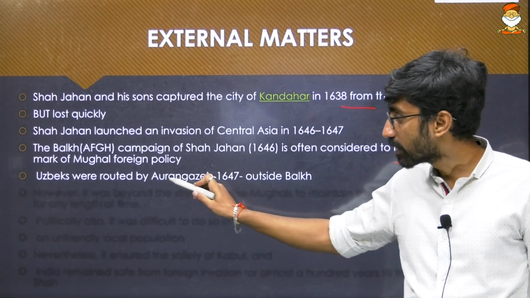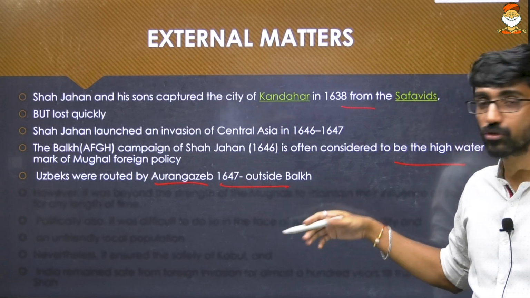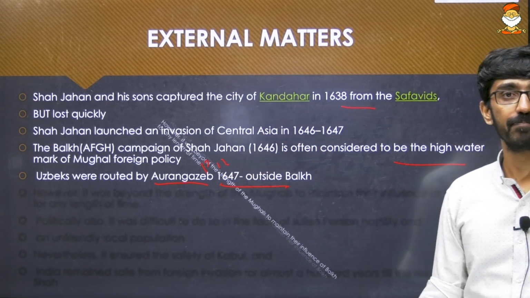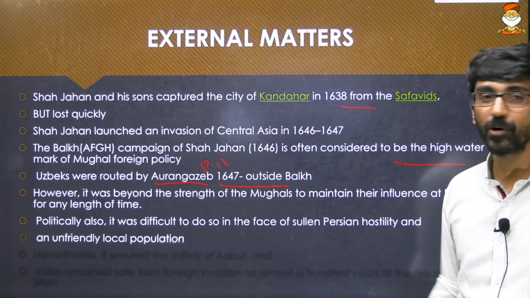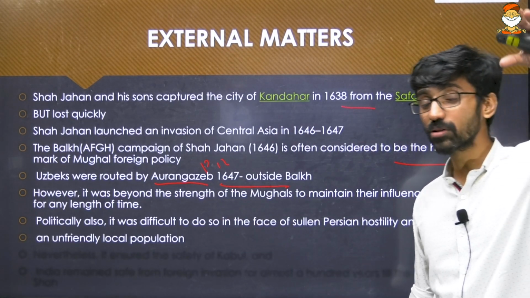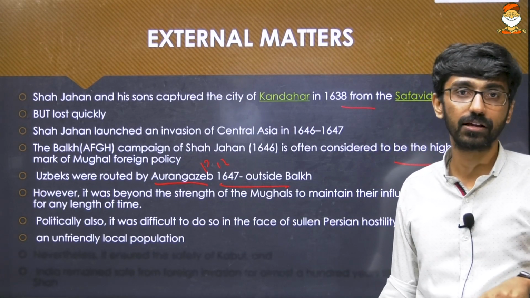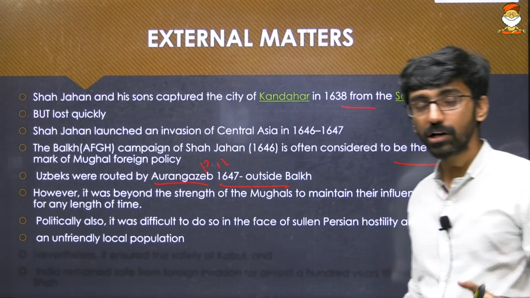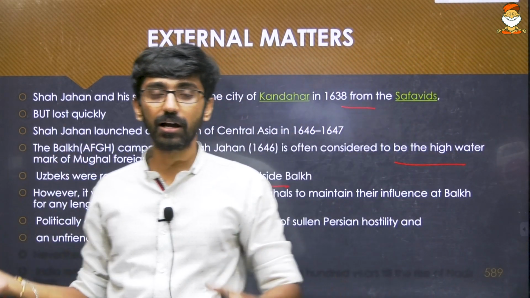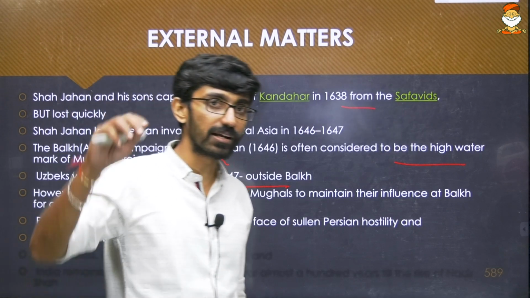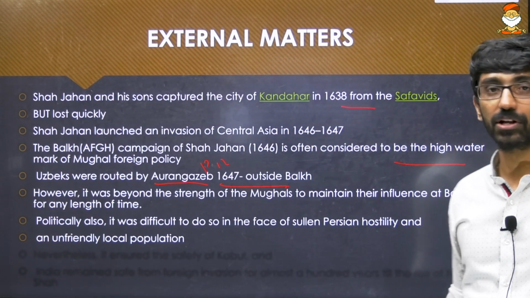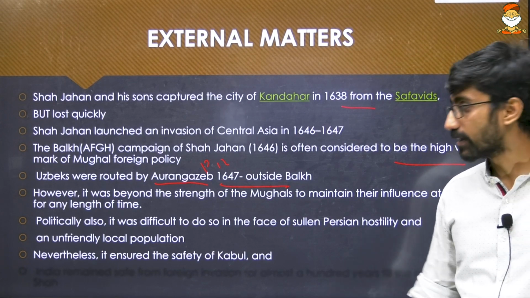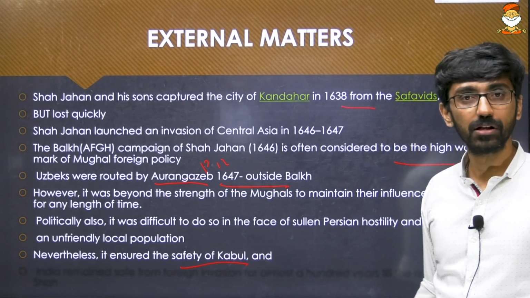And again, Uzbeks were defeated by Aurangzeb in 1647 outside Balkh, because Aurangzeb was the prince then, Shah Jahan was the king. Okay, and then again, it was beyond the strength of Mughals to control Central Asia, that is far away from Delhi. Okay, and politically also it was not quite feasible to control that, because the culture was completely different. So they faced an unfriendly local population, and that is the reason Mughals had to give up control over these particular places. Okay, nevertheless, it ensured the safety of Kabul.